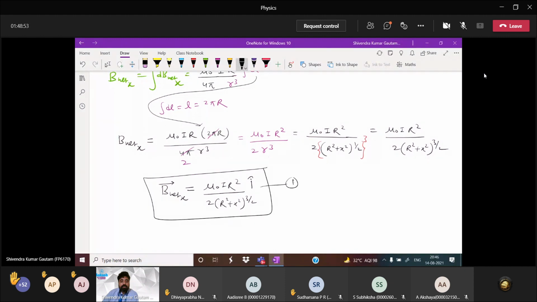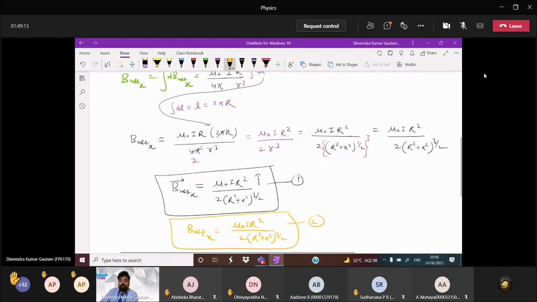And if you write in scalar form, only magnitude form, so what are we getting for the magnitude? Mu naught I R square divided by 2 times (R square plus X square) power 3 by 2. Clear? Everybody understood this derivation?